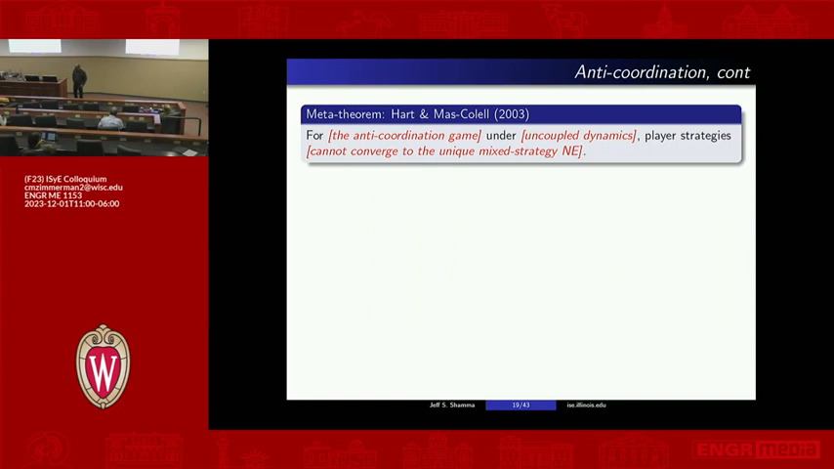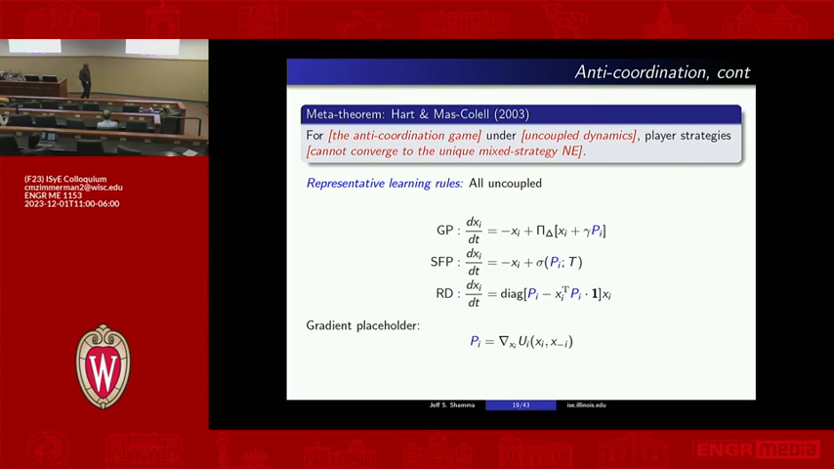And what are uncoupled learning rules? Well, we're going to talk about gradient play, where each player follows the gradient of their own utility. There's gradient play, there's smooth fictitious play, there's replicator dynamics. All of these learning rules are uncoupled. They only use the gradient of the player, which can depend on the actions of others, but not their utility.